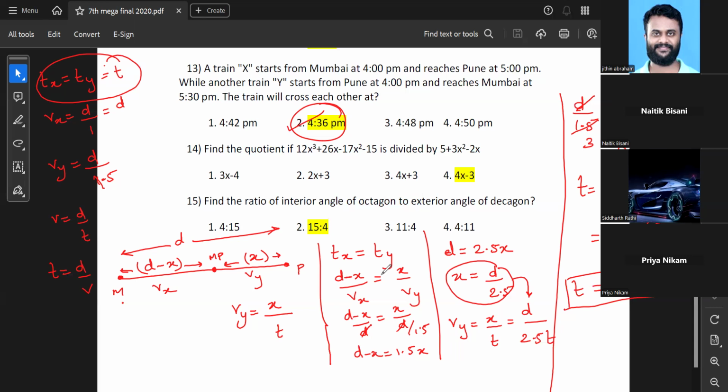Sir, is there any shorter method to solve this problem? Yes, sir, I'll tell you a shorter method. Time, so x, 1.5x, d minus x should be 1.5 times. But wait, distance is known, time, speed.